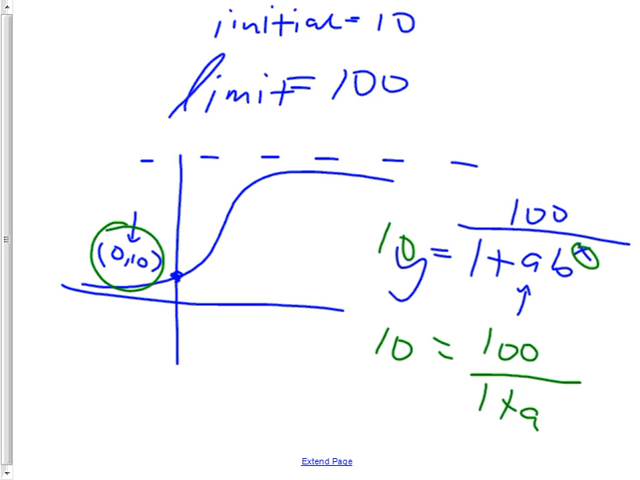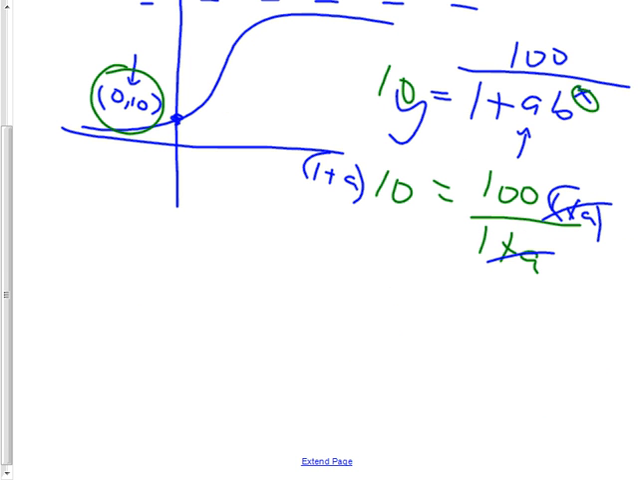Now I have to multiply both sides by 1 plus a, 1 plus a here and 1 plus a here. And then these will cancel. I'm not going to multiply that 10 in, it'll just save me time, because I'm trying to solve for a. Divide by 10. Divide by 10. And now I have 1 plus a equals 10. And I subtract 1. A must equal 9.